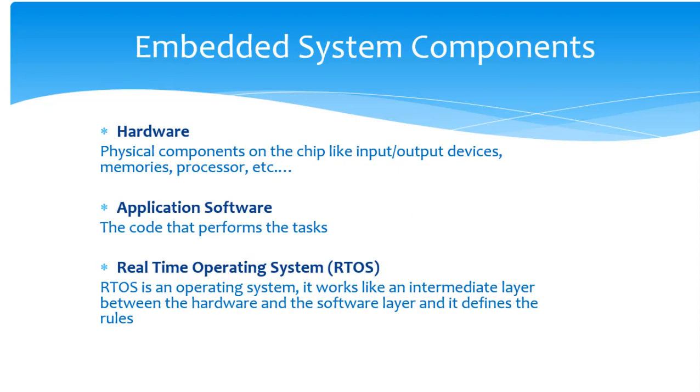Embedded system components. There are three layers in any embedded system. Hardware, which contains physical components on the chip like input, output devices, memories, processor, and so on. Application software layer. This layer has the code that performs the tasks and may have a real-time operating system. The real-time operating system is an operating system that works like an intermediate layer between the hardware and the software layer, and it defines the rules like in the watch example.